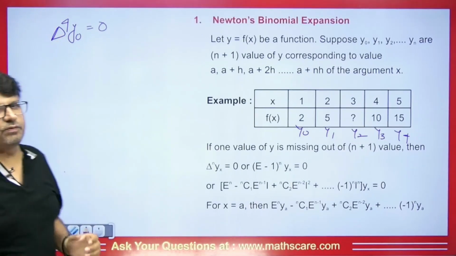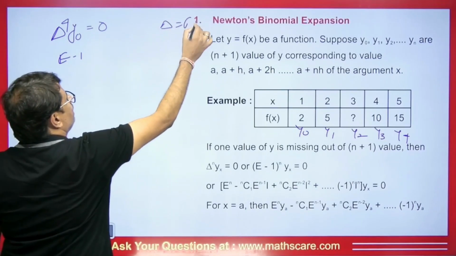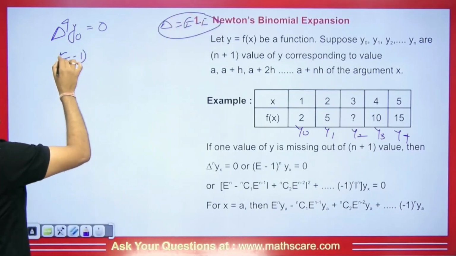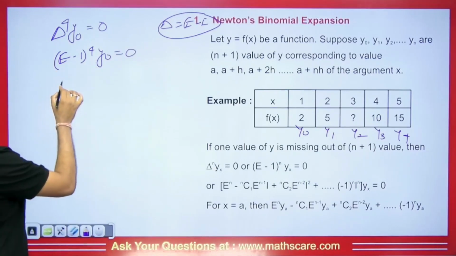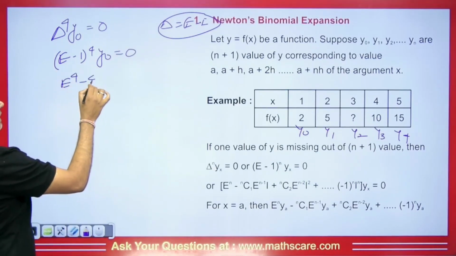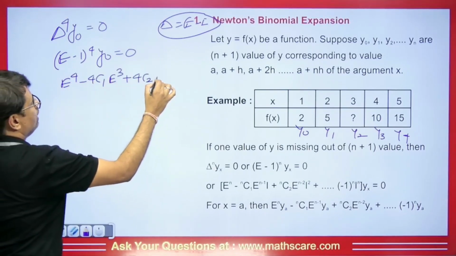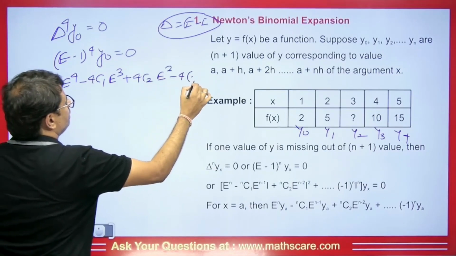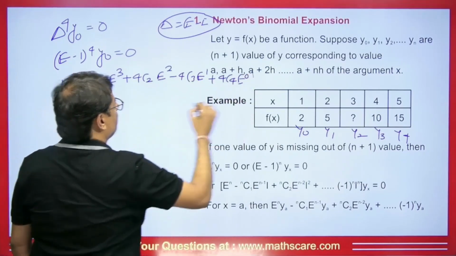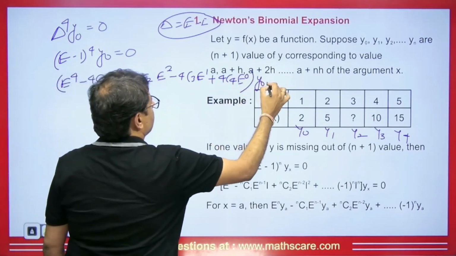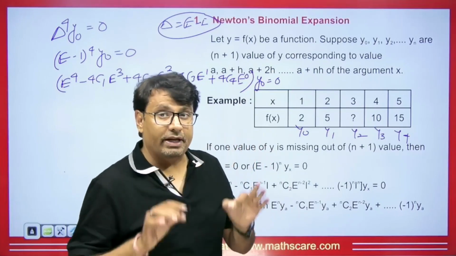Now we will write this del power 4 as E minus 1. Remember I told you that the value of del is E minus 1. So we can write this as (E minus 1) power 4 into y0 is equal to 0. We will expand this using binomial expansion. So what will this be? E to the power 4 minus 4C1 E to the power 3, plus 4C2 E to the power 2, minus 4C3 E to the power 1, plus 4C4 E to the power 0, into y0 is equal to 0. Now you will think, where did sir get this from? So here we have the concept of binomial expansion.